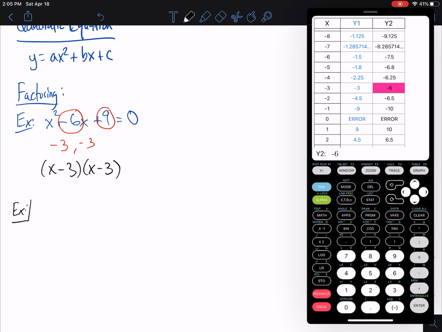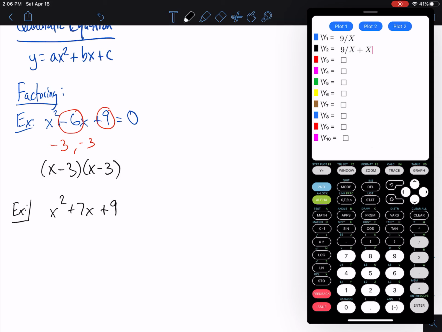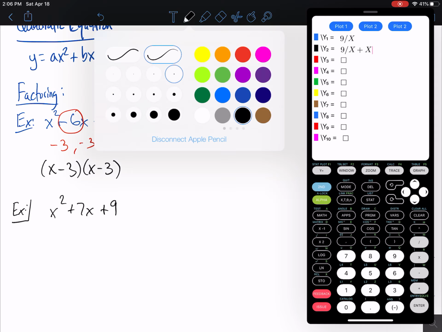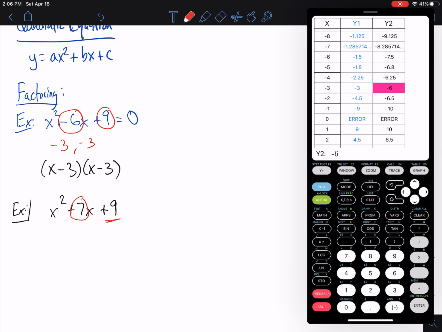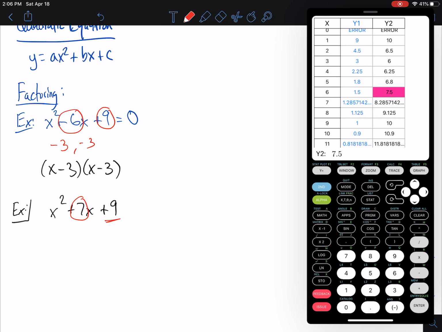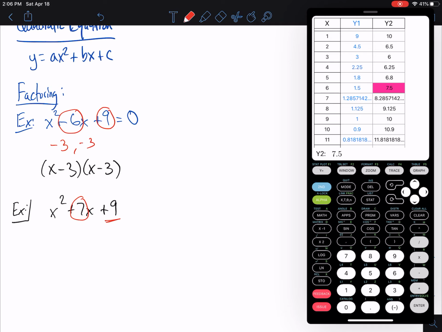So what happens, though, when we're asked to factor something like x squared plus 7x plus 9? Let's try it in the calculator. We'll go back to y equals. It's still going to be 9 divided by x, and 9 divided by x plus x, because that third number is a 9. Now the middle number is a positive 7, so in our table we're looking for where the third column becomes 7. And you'll notice here that it doesn't become 7. It jumps from 6.8 to 7.5. So that is a problem.